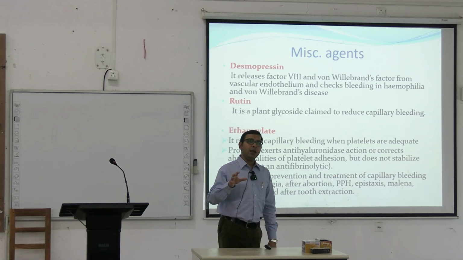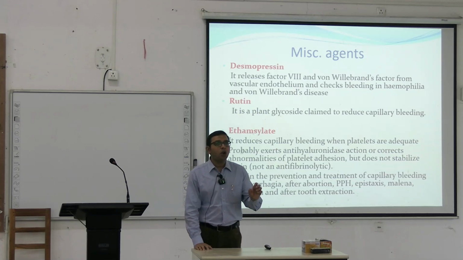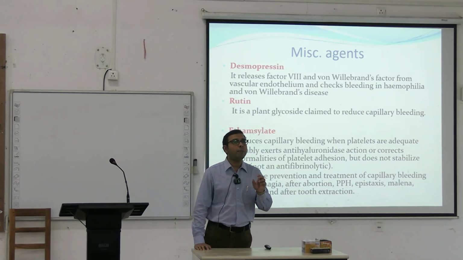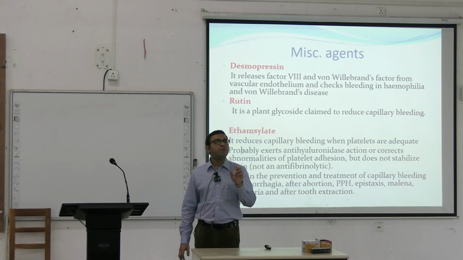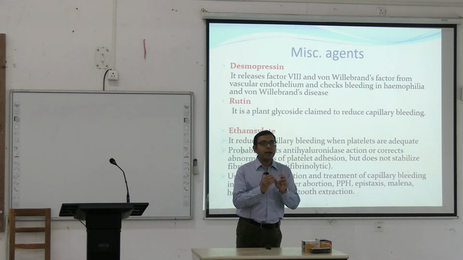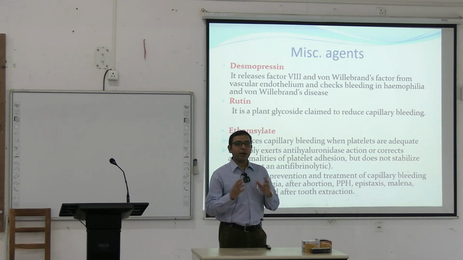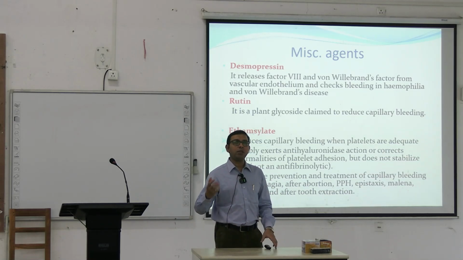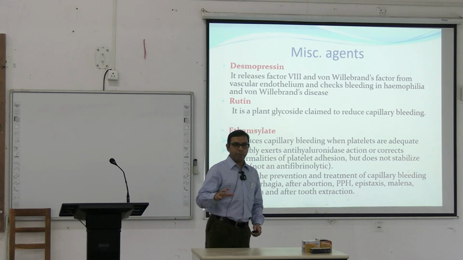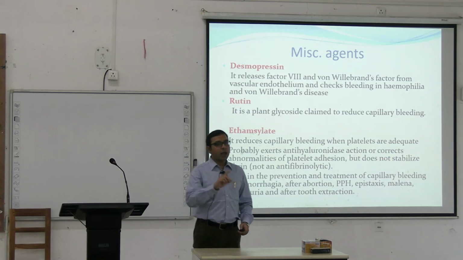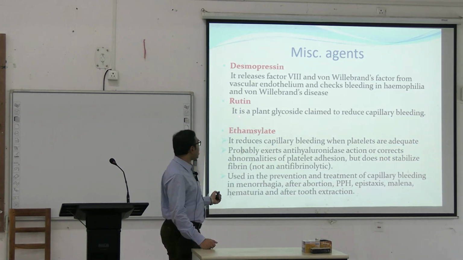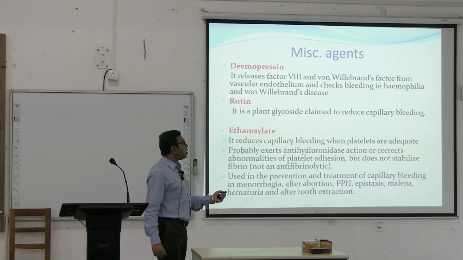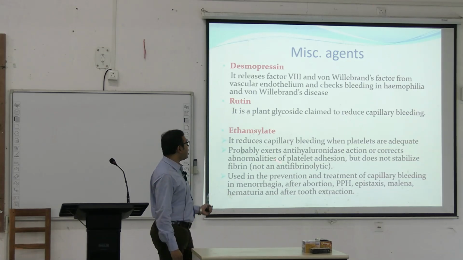So it has been seen that there are qualitative or quantitative defects of the von Willebrand factor. This von Willebrand factor attaches with factor 8 and ultimately they help in coagulation. So when there is von Willebrand factor deficiency, the coagulation cascade also will have problems. So in these diseases we can use desmopressin. Rutin is a plant glycoside that is claimed to reduce capillary bleeding.